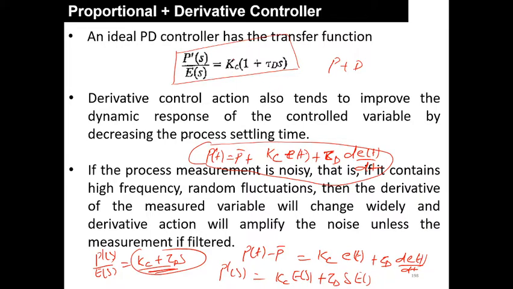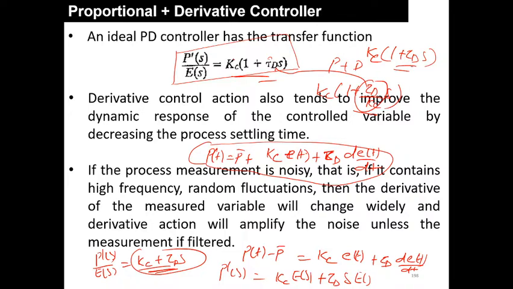Or it may be represented like this also, because what did we do? We took Kc as common, so it becomes 1 plus tau d upon Kc into s. Or it is one type of constant that is defined here in the form of tau d. So there is no problem, this is one constant. So the proportional plus derivative controller may be represented like Kc into 1 plus tau d s. This is the representation of the proportional derivative controller.